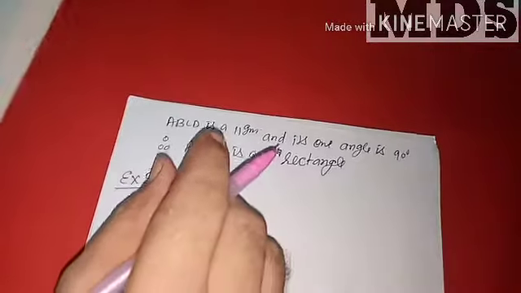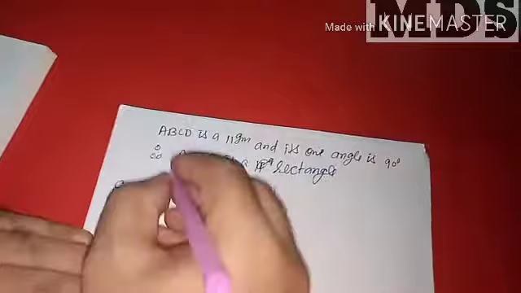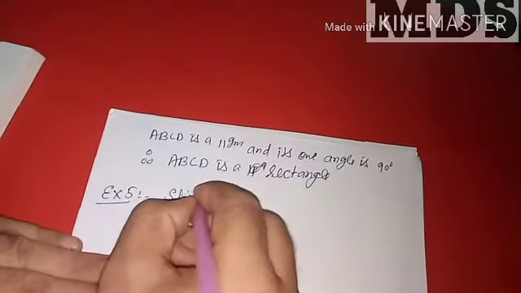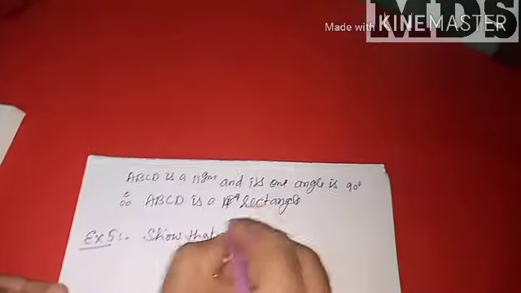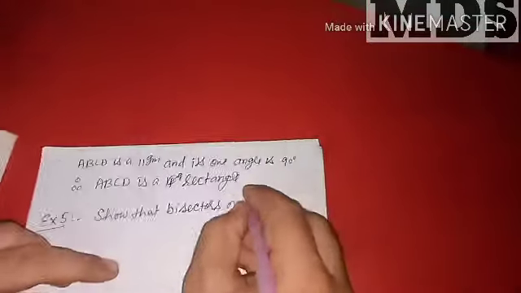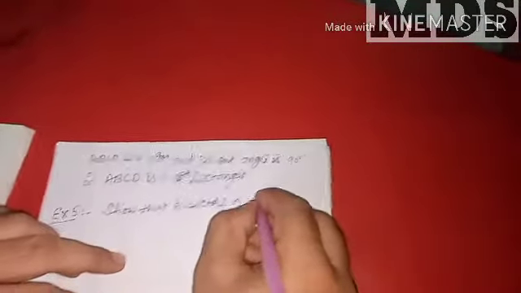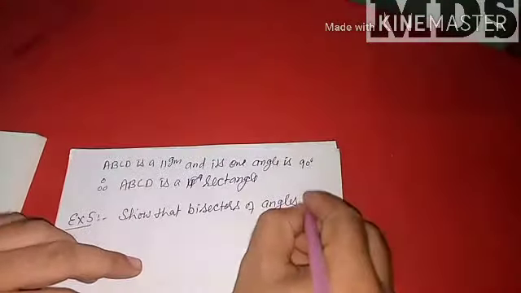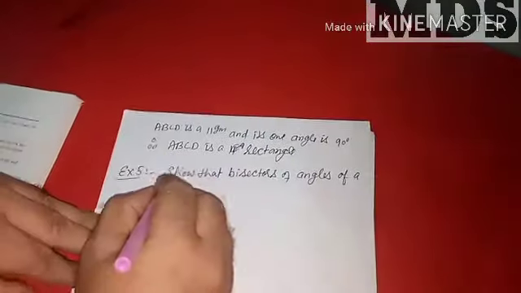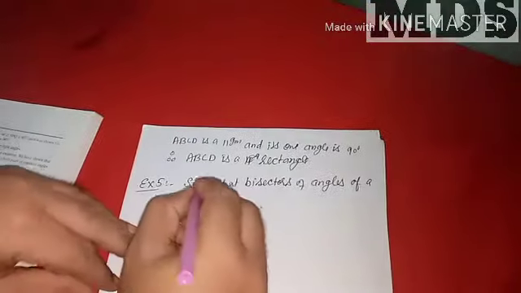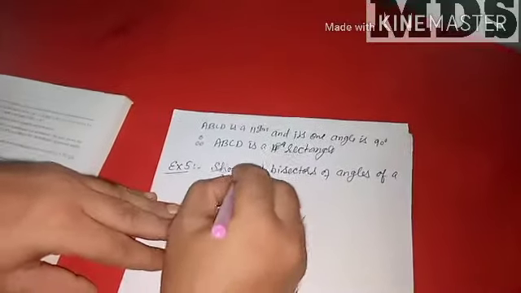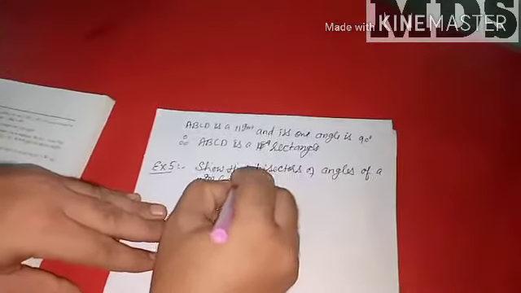Now example number 5. Example number 5 is: show that the bisectors of the angles of a parallelogram form a rectangle.